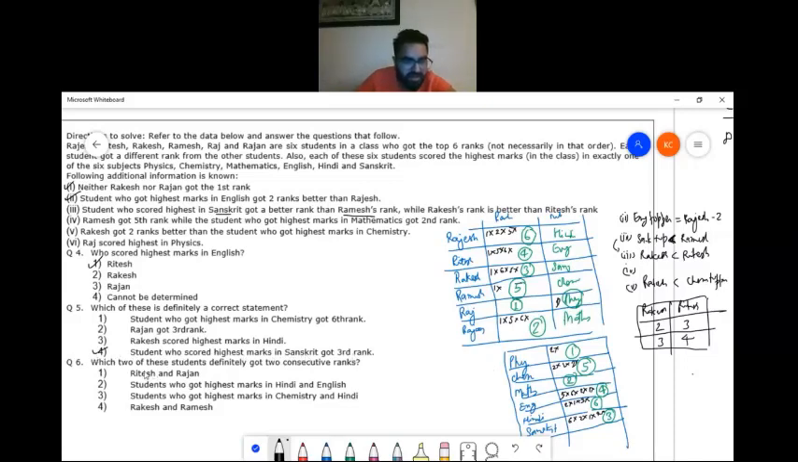Yes, that's true. Which of the two students definitely got 2 consecutive ranks? Ritesh and Rajan. No, 4 and 2. Student who got highest marks in Hindi and English. Hindi and English are 4 and 6. No. Student who got highest marks in chemistry and Hindi. Chemistry and Hindi are 5 and 6. Yes, that's true. That's correct.